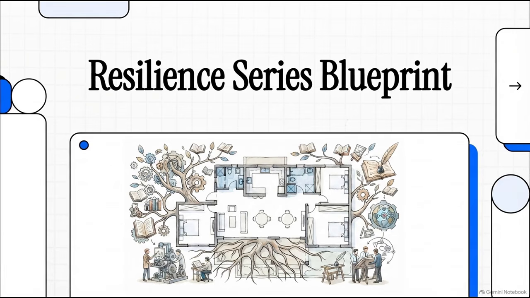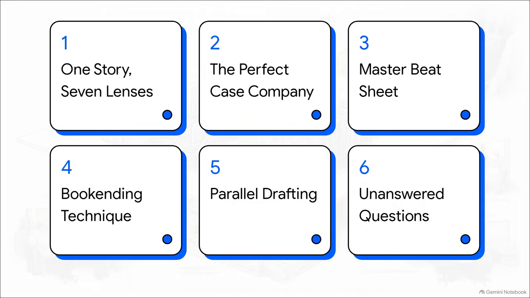If you're into structured learning and you know the fascinating mechanics behind the scenes, you are absolutely going to love the sheer scale of what they're attempting to build here. Okay, let's dive right into this. We're going to map out how we'll deconstruct this massive 7-part universe, starting off with one story, 7 lenses, then looking at the perfect case company. After that, we'll unpack the master beat sheet structure, the bookending technique, and parallel drafting. And finally, we'll hit some of the crucial unanswered questions still sitting on the author's desks.